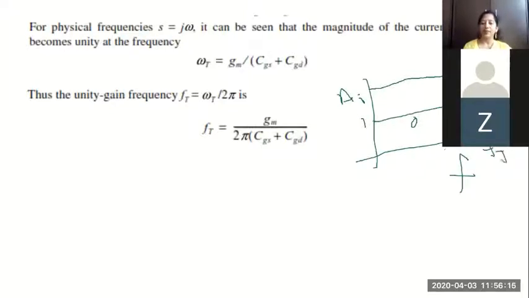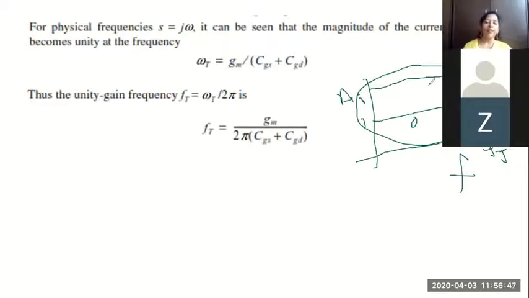Is that clear now? So the transition frequency ft is that frequency at which the current gain becomes 1, and the device is useful in that range. Before this ft I can use the device. After ft the device is of no use to me. It won't work according to your design. If you try to work the device after ft, it will be a total failure. So that's the importance of ft.